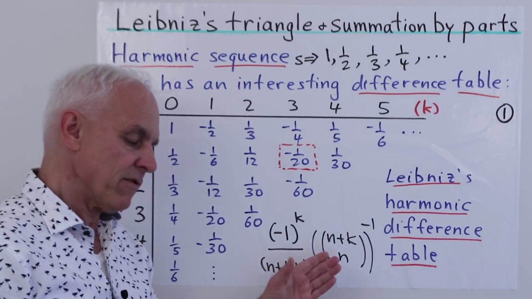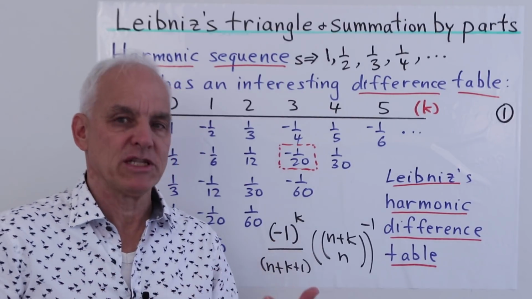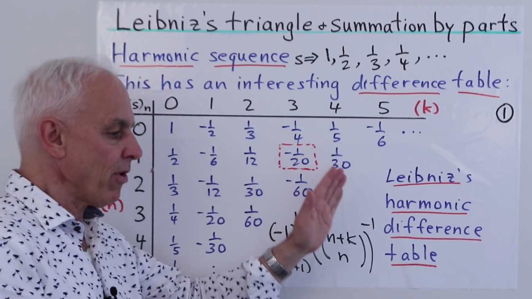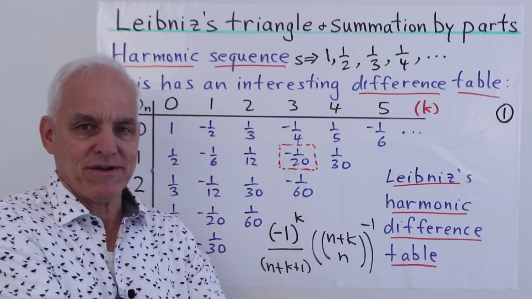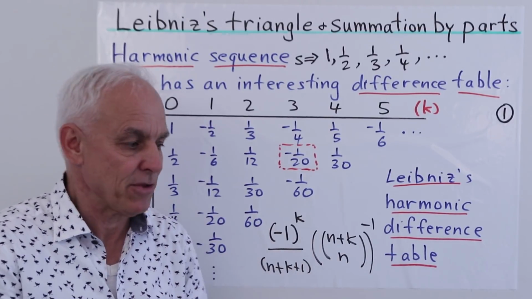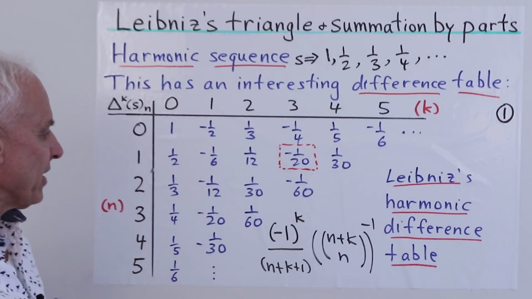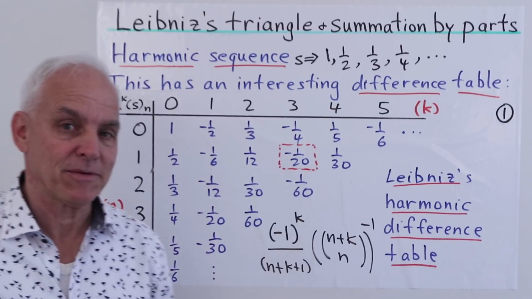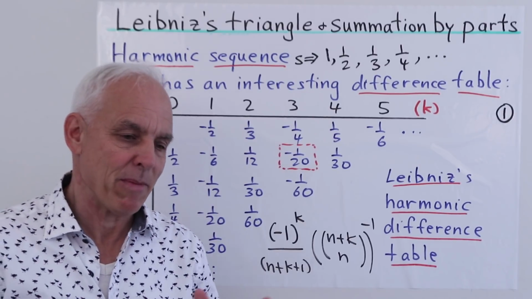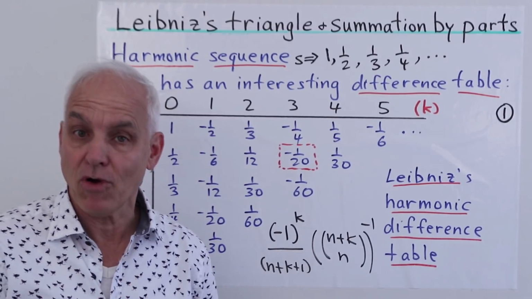It's a surprise because typically we don't expect that the difference table will allow a pleasant formula to give you the general entry. That's rather special. And that's something that Leibniz appreciated, and he actually used it to a good extent to come up with some interesting formulas that we'll see later on in the course.